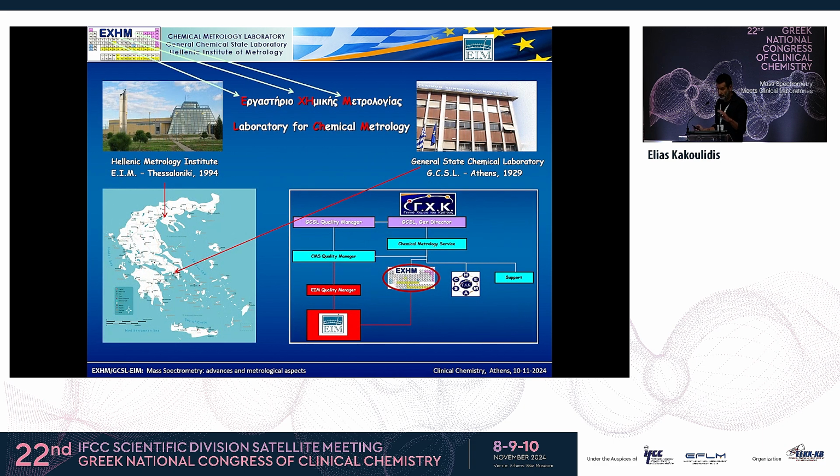So to get to know each other, the Laboratory for Chemical Metrology, short HIM, comes from the Greek acronym for Laboratory of Chemical Metrology. It is situated in Athens, actually a quarter of an hour from here on foot. The National Measurement Institute is located in Thessaloniki. It has no capabilities in chemical measurement, so it designated this function to the State Chemical Laboratory in 2009.